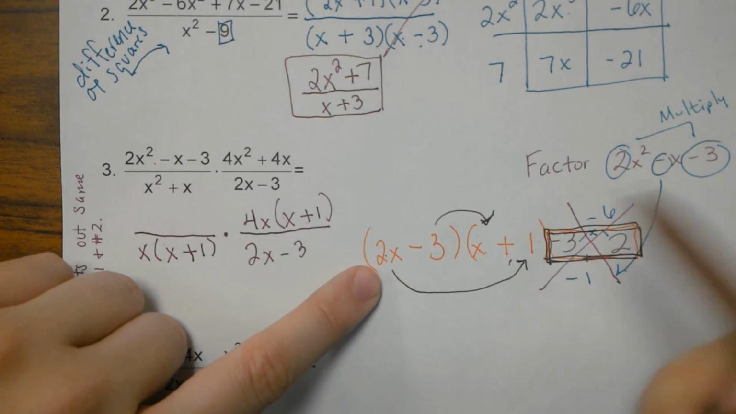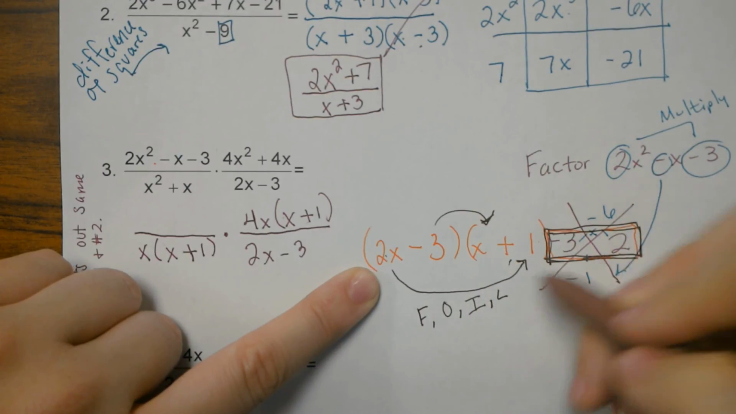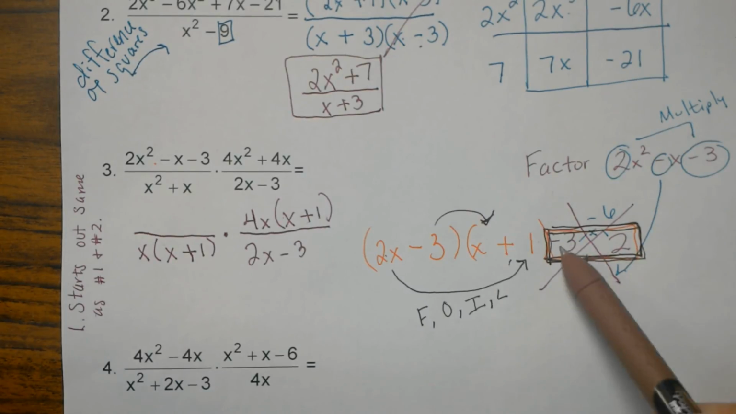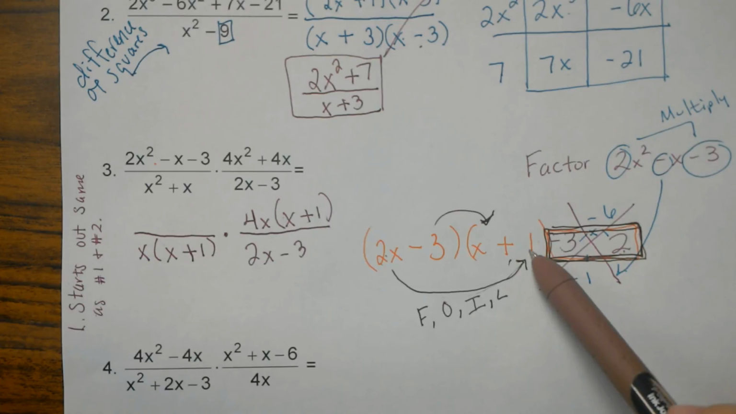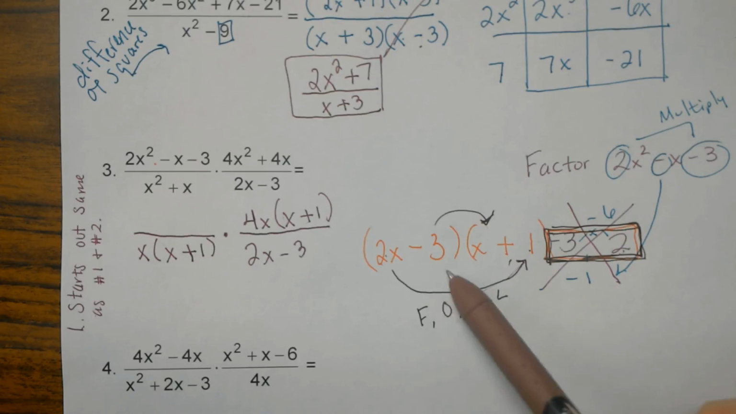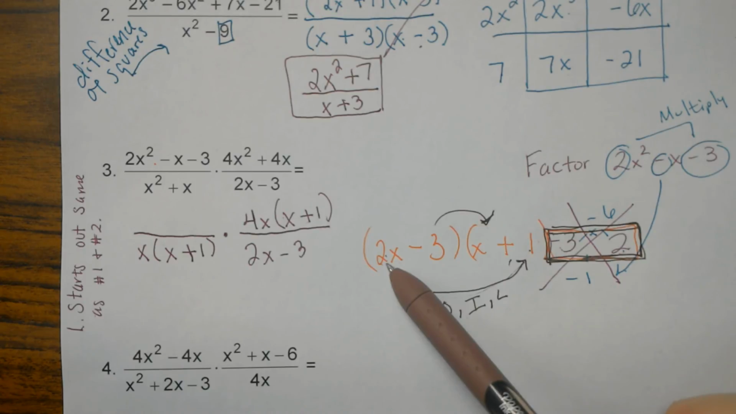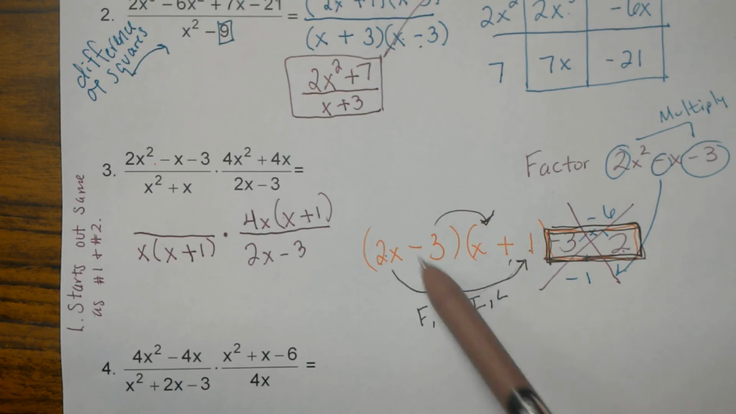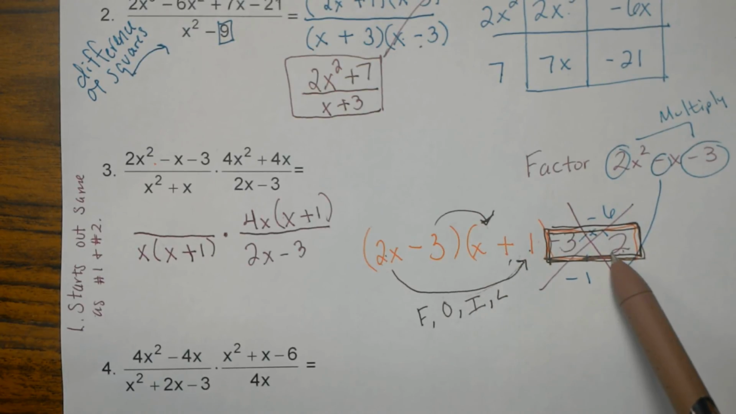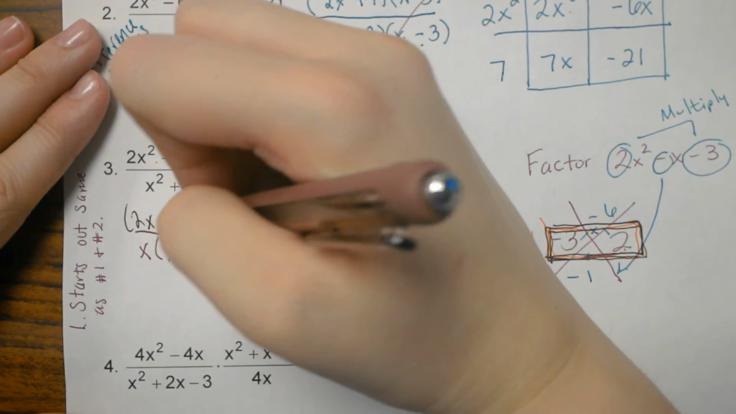So these, the inner and the outer of my FOIL, come from the x, these two numbers, negative 3 and 2. When I'm multiplying the outer and the inner, I need to get these two numbers. So that's what I was kind of saying. I have to put negative 3 somewhere so that I'm not multiplying it by 2. Because I needed a negative 3, negative 3 times x would give me a negative 3, and 2 times 1 would give me a 2. So these are my two factors: 2x minus 3, x plus 1.